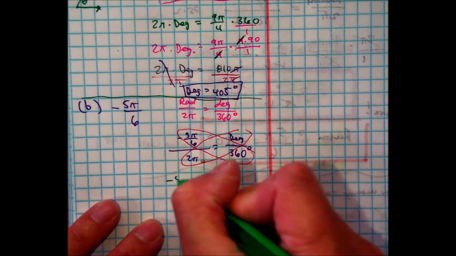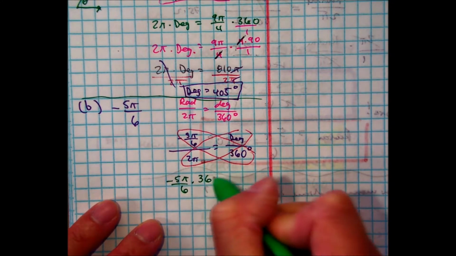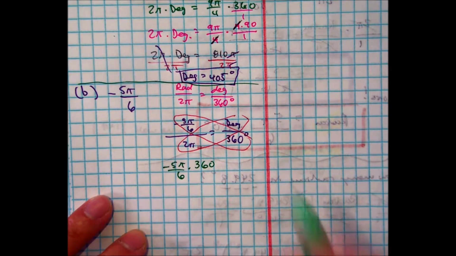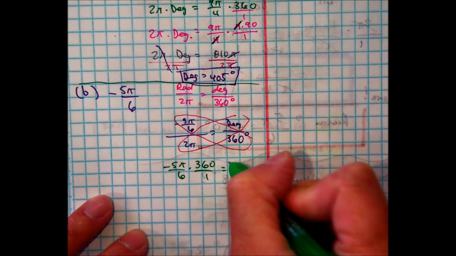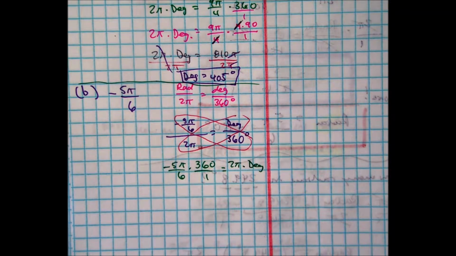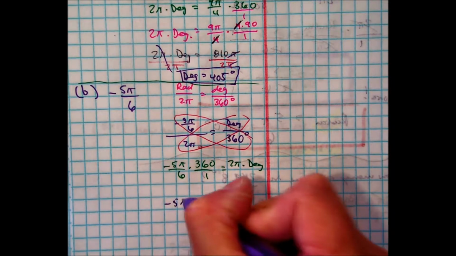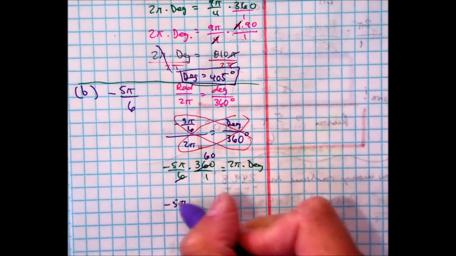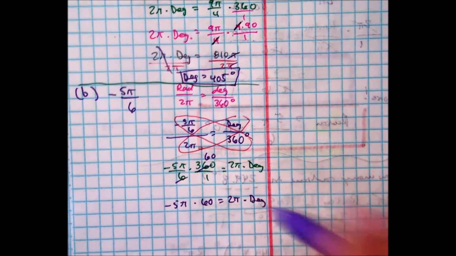So I have negative 5 pi over 6 times 360 degrees. Where's the 360 degrees, class? Numerator, denominator? Numerator. So 2 pi times your degrees. Doesn't matter which side you write it. Class, 6 goes into 360 how many times? So I have negative 5 pi times 60 equals 2 pi times the degrees.